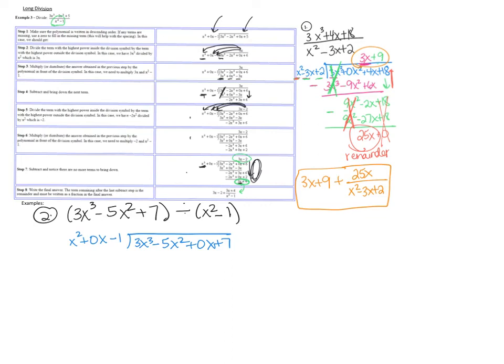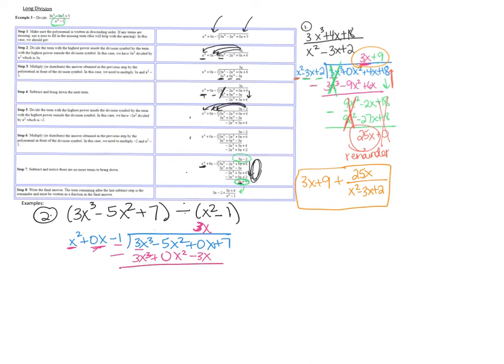I start off and I say, okay, how can x squared become 3x cubed? I need a 3x. So now I'm going to multiply. 3x times x squared gives me 3x cubed. 3x times 0x gives me 0x squared. I'm going to put the 0 because I need to hold the place, just like we put the zeros before. 3x times negative 1 gives me a negative 3x. All right, so I'm going to now subtract all of those values.